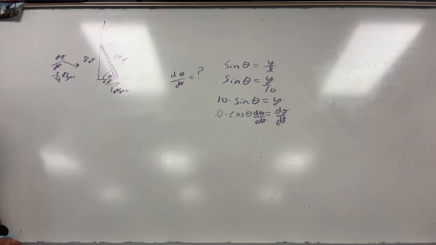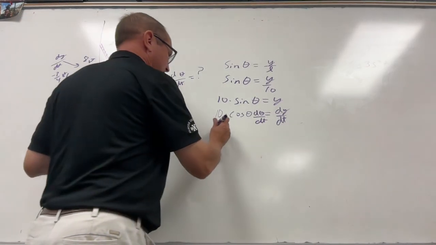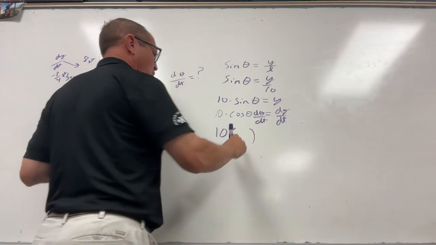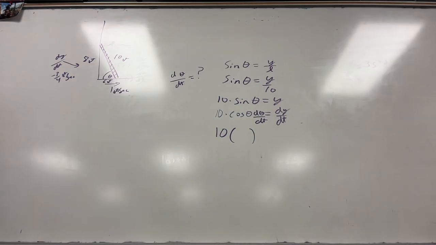All right, so let's start filling in what we know. All right, we've got 10 here, right? That's the hard one. All right, now, what is the cosine of theta?